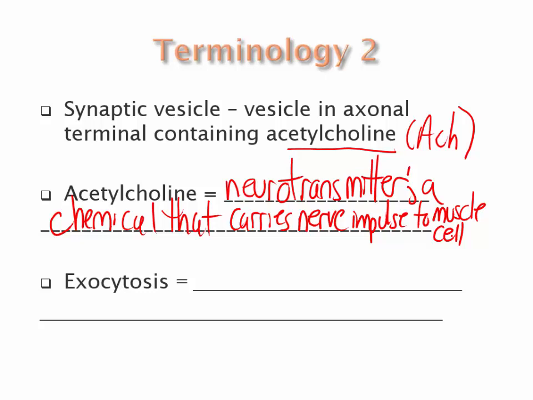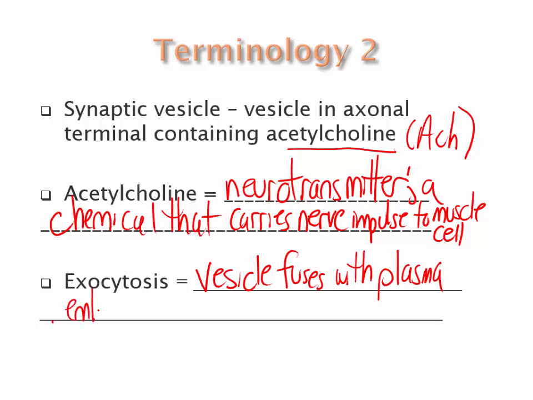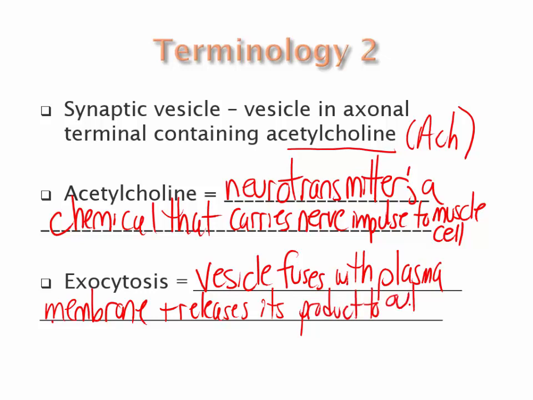Remember that exocytosis? Endocytosis would be if the cell surrounded something and took it inside into a vesicle that way. So one way to think of exocytosis is that the vesicle fuses with the plasma membrane and releases the product to the outside. Okay, so that's exocytosis. The vesicle fuses with the plasma membrane and releases its product outside the cell.